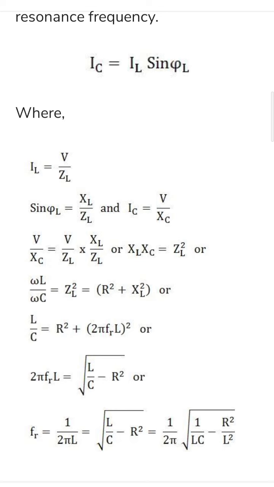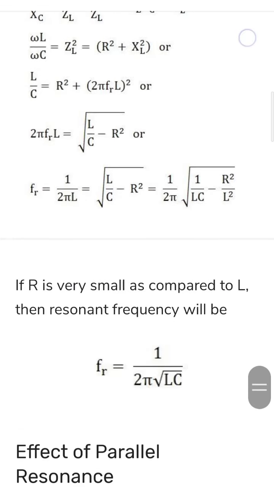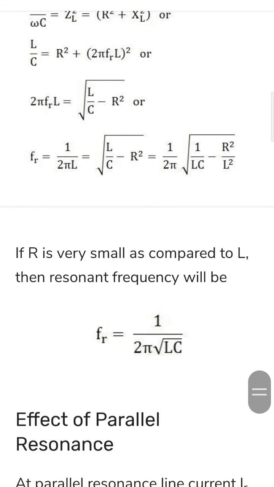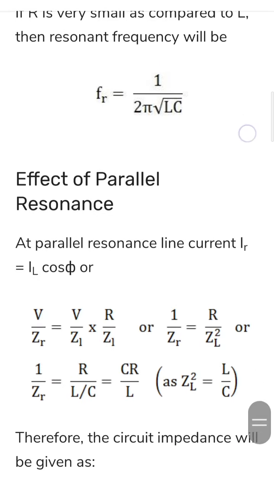2 pi FR L whole square, or 2 pi FR L equal to root of L by C minus R square, or FR equal to 1 by 2 pi L, into root of L by C minus R square, that is equal to 1 by 2 pi root of 1 by LC minus R square by L square. If R is very small as compared to L, the resonant frequency will be FR equal to 1 by 2 pi root of LC.